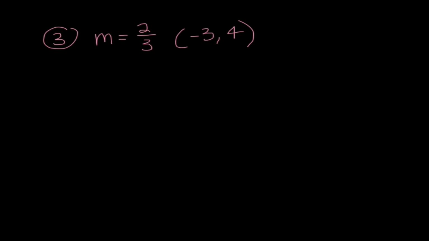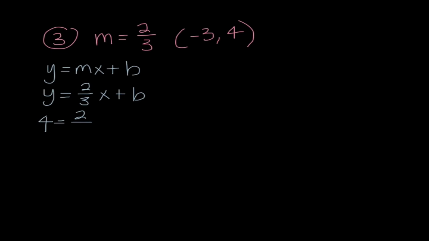So number 3, I'm actually going to model doing number 3 in two different ways. The first is going to be the way that you guys are probably the most familiar with, which is y equals mx plus b. So if I'm using this model, the very first thing that I would do is substitute the slope in for m. And now I'm going to substitute in the ordered pairs for x and for y. So I'm going to write that, 4 equals 2/3 times negative 3 plus b.